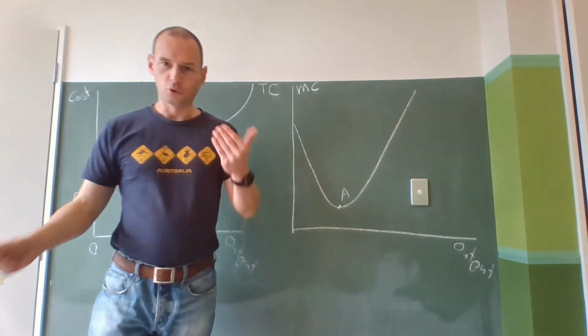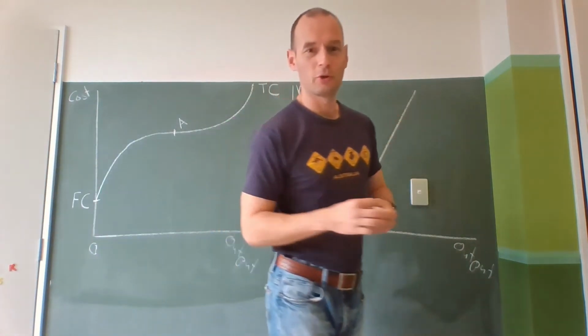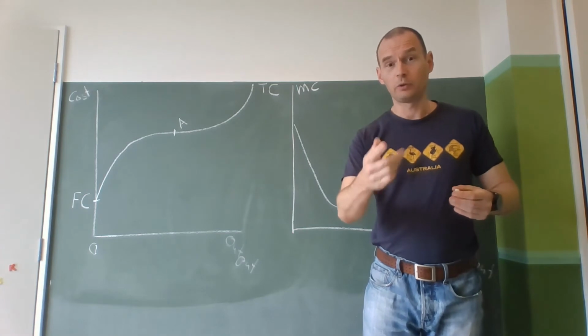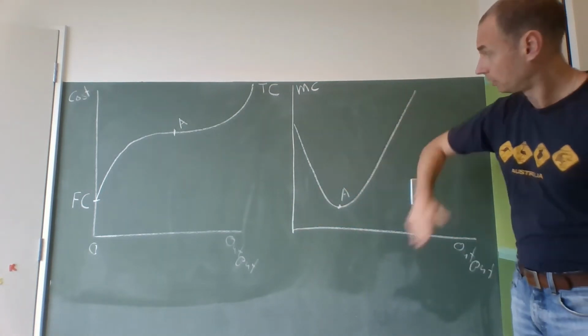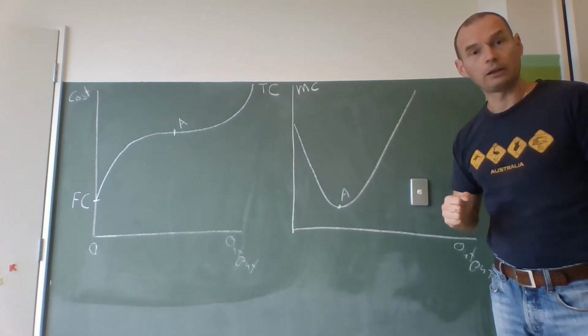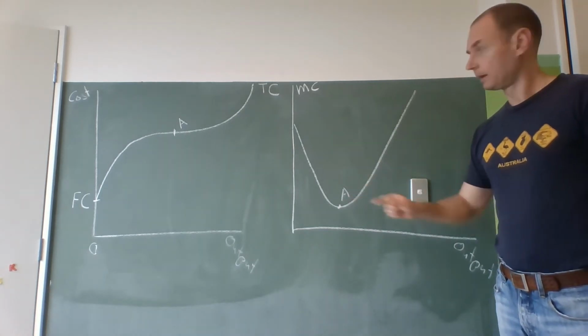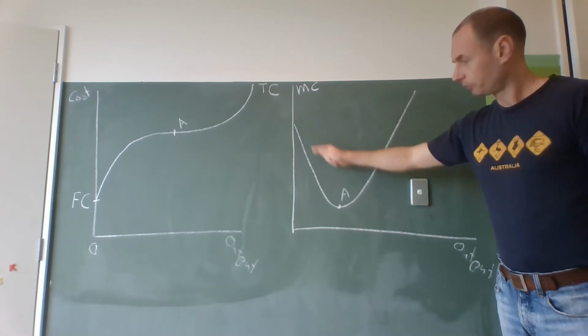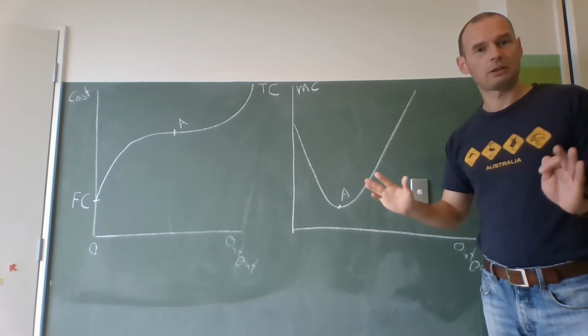If you rewind this video, unfortunately, I have erased my previous graphs. I have no option of going back. But if you rewind this video a little bit, you see this as a mirror image, 180-degree mirror image of the marginal product graph. Productivity up, costs down. Productivity down, costs up. As simple as that.